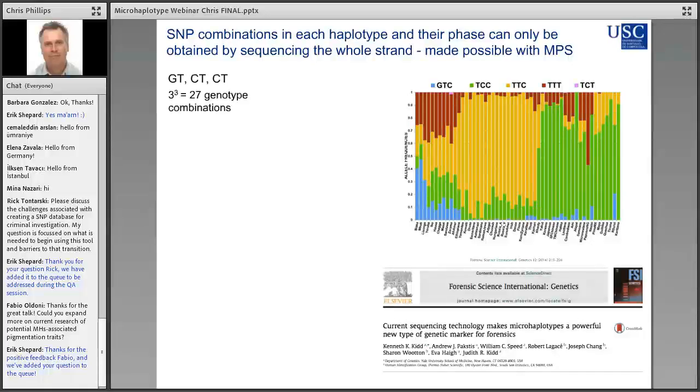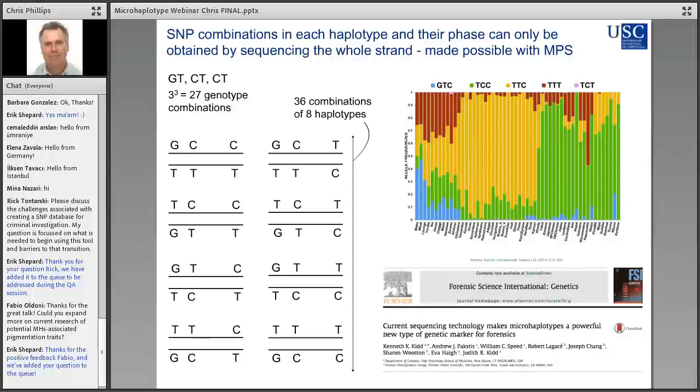So again, I've used the example in this case of a 3-SNP microhaplotype that Ken followed, where we can have 3 heterozygotes, and there's no knowledge of the way these are arranged on the maternal or the paternal strand if we just do normal SNP typing of these 3 individually. But if we can look at the strands, then we can unlock a whole series of different combinations.